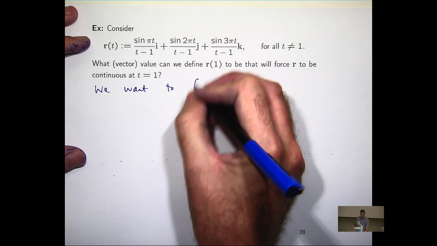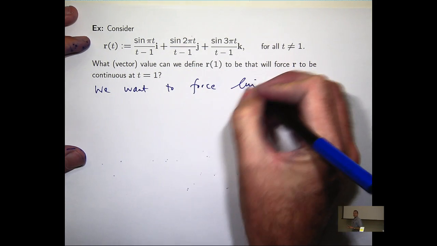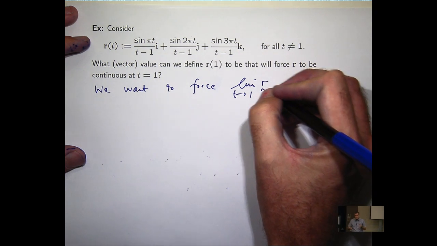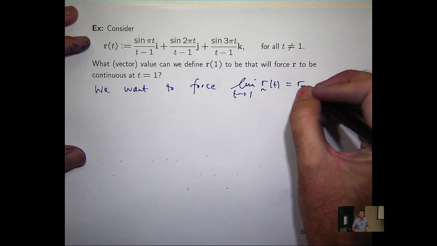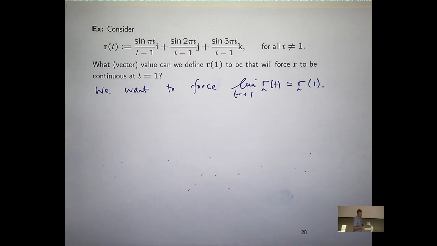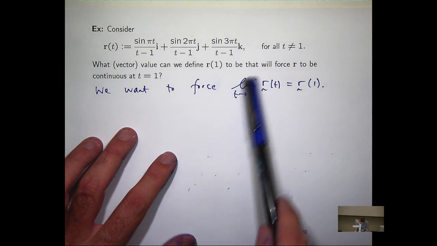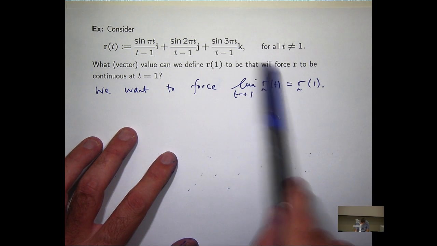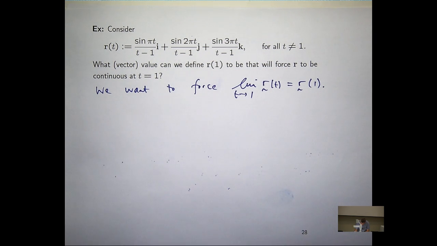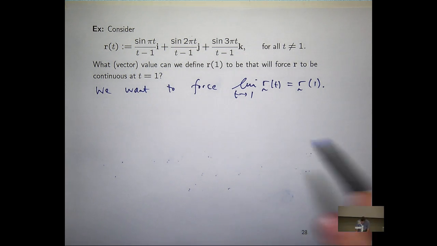We want to force this to happen, because if we know this happens, then we know r is continuous at t equals 1. So let's calculate the limit, and then we'll define r of 1 to be whatever that is. We have the power to define r of 1. It's not defined, it's open, because the top definition doesn't include the point t equals 1. So we have the power to define r of 1.